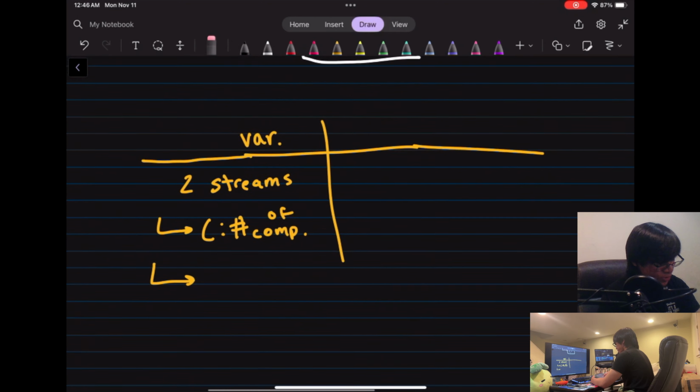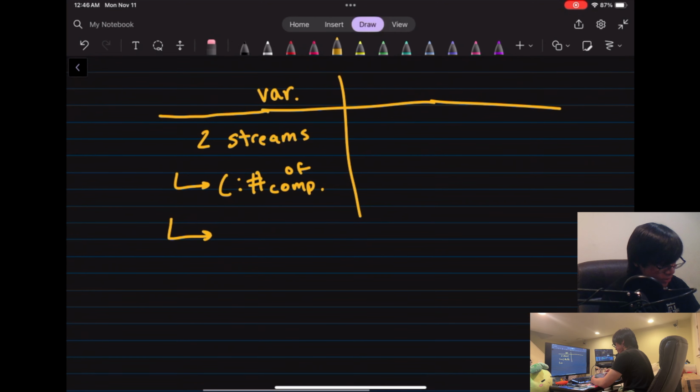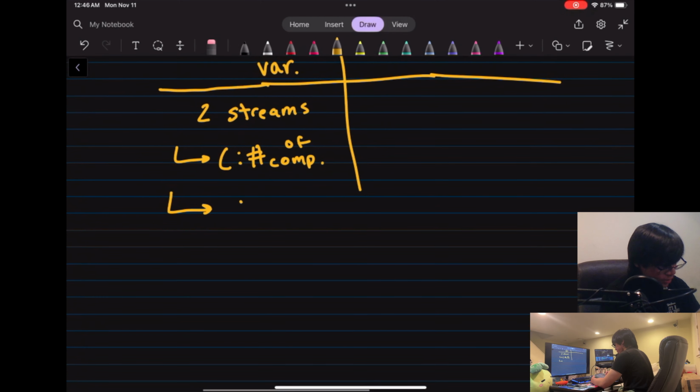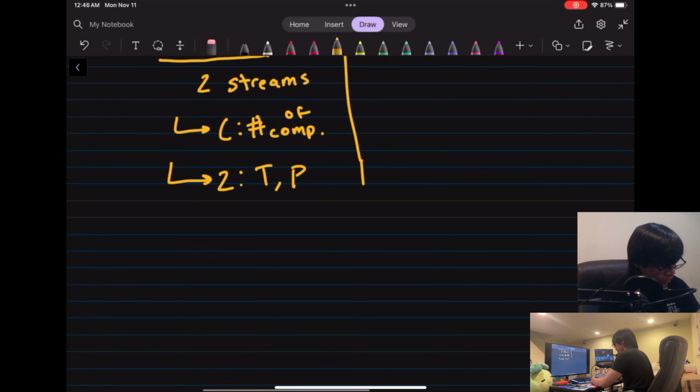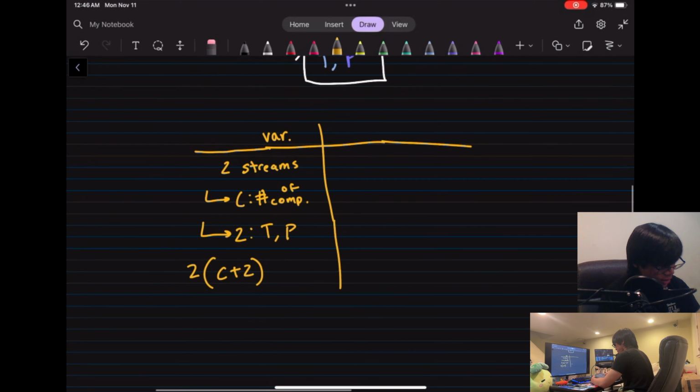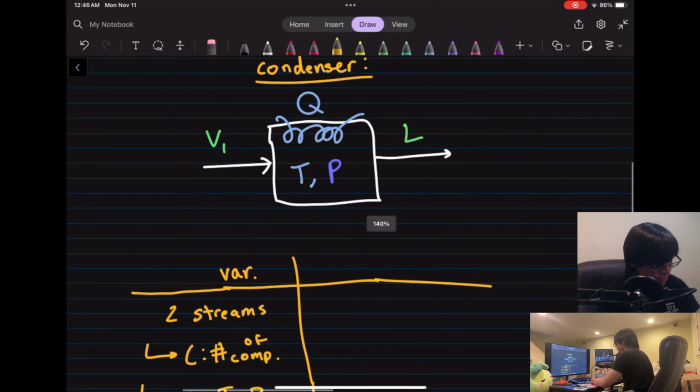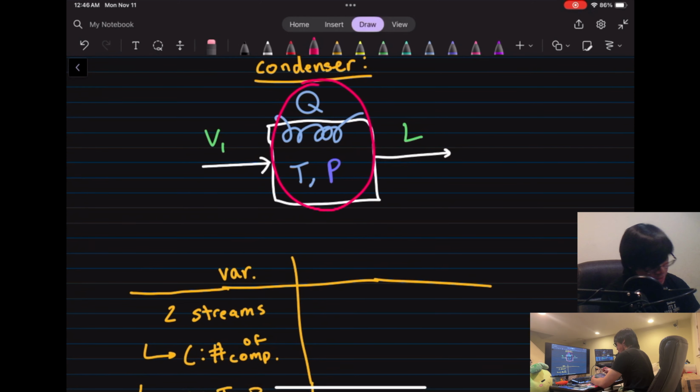So with that, we have a temperature and pressure for each of these streams, and that would be two variables. So for each stream, we have C plus 2. And then with our variables, we also have our system. Our system has some variables associated with it as well.